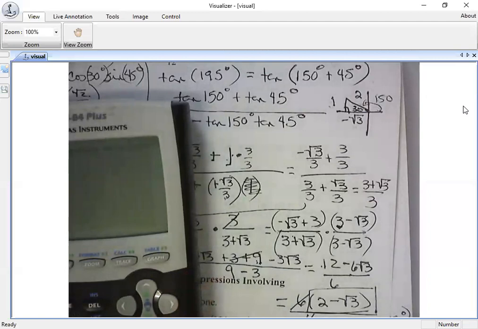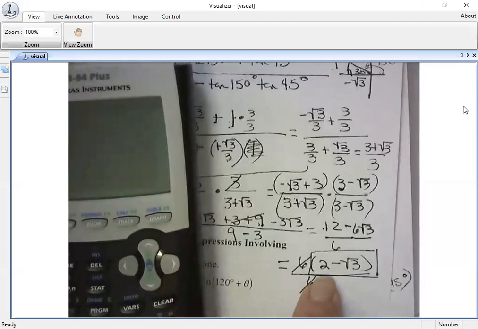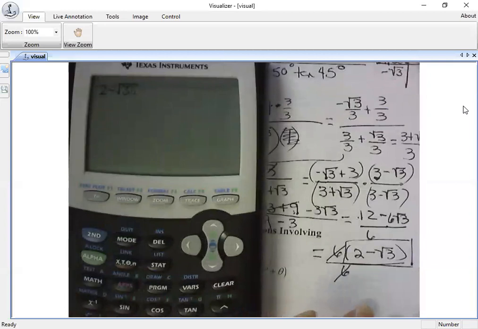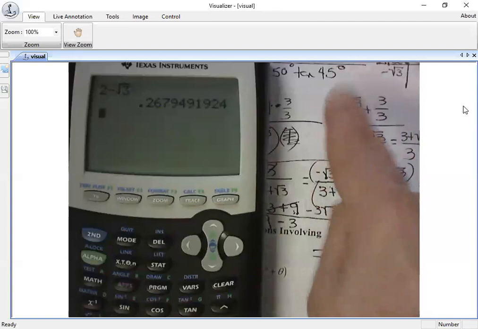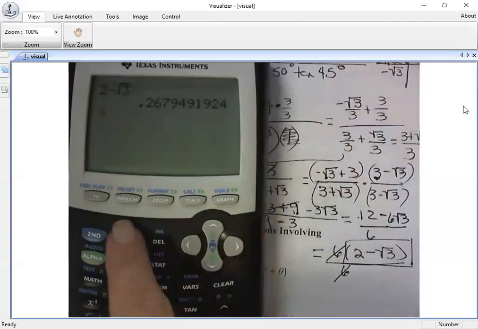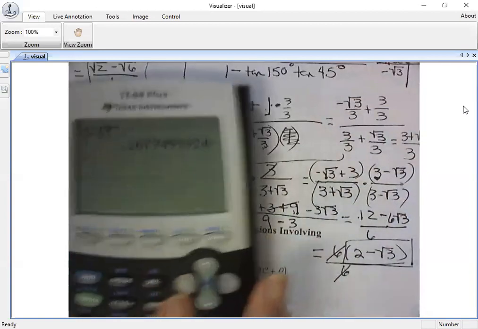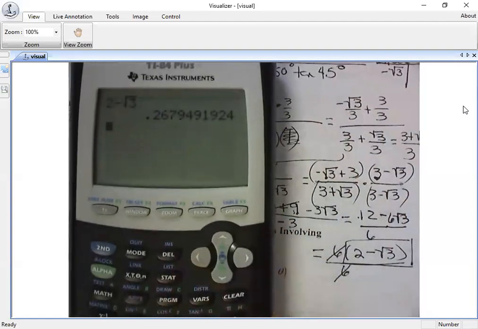But let me show you what you could do. Let's say we got 2 minus square root of 3 here. So we're going to type 2 minus square root of 3 into this calculator. Okay. And we're going to get this ugly little decimal. Now let me check my mode. I want to put it in degrees because we changed it to degrees. And I want to find out what the tangent of 195 is. Let's see if it's the same ugly little decimal. Ta-da! I like that. I'm glad you asked that.